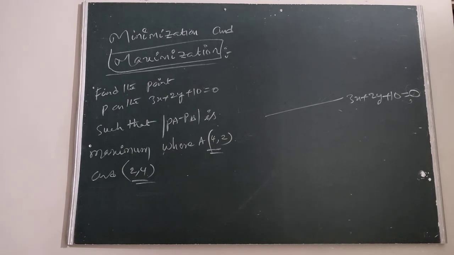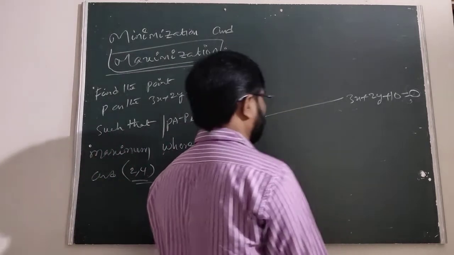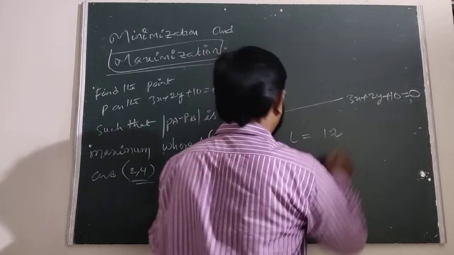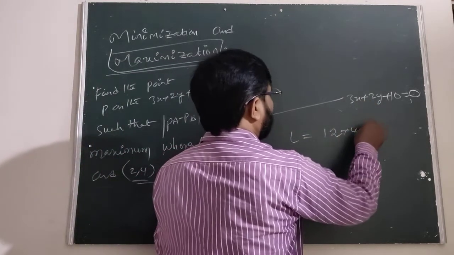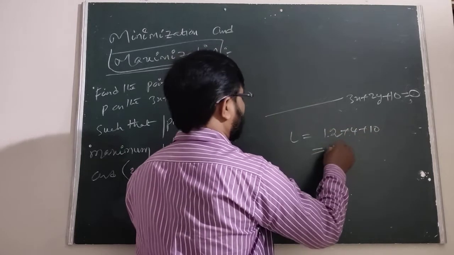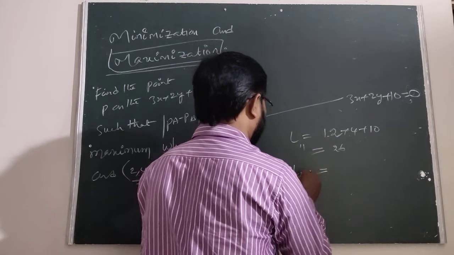So here first you can check whether the points are on the same side or opposite sides. How to find this? Now L is, all of you listen here. 3 4s are 12, 3 into 4 is 12. 2 into 2 is 4, plus 10. Now this is 16, 26. This is L11. Now we have to find the value of L22.